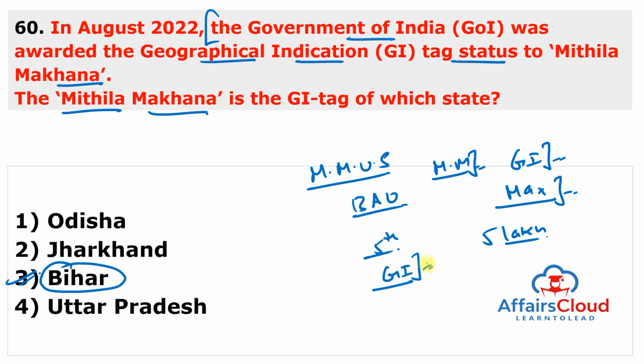including Bhagalpur's Jardalu mango. Next is Katarni Dhan, which is a rice. Next is Maghi Pan, and next is Muzaffarpur Shahi Lychee.